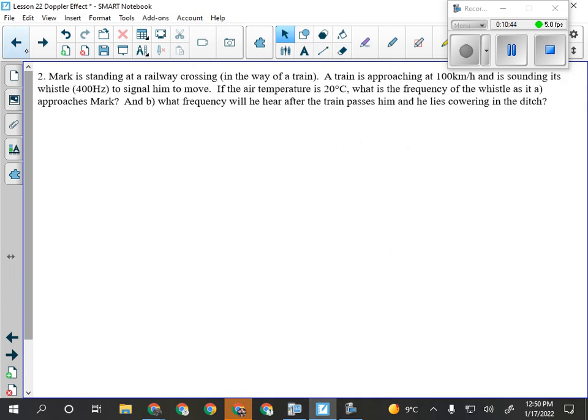Okay, so we've got Mark standing at a railway crossing in the way of the train, which is not smart. Okay, the train is approaching at 100 kilometers per hour. I almost automatically converted it to meters per second there. So the trick to this question is you have to convert the speed from kilometers per hour to meters per second. I can't use kilometers per hour in the formula. Okay, so the speed of my source is 27.7 meters per second. I think that's right. Divided by 3.6 is 27.7.